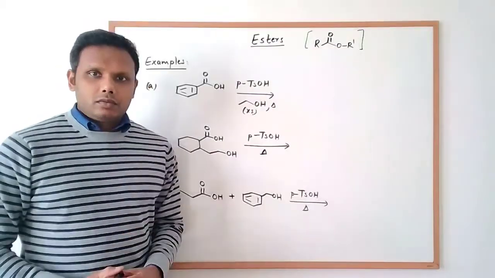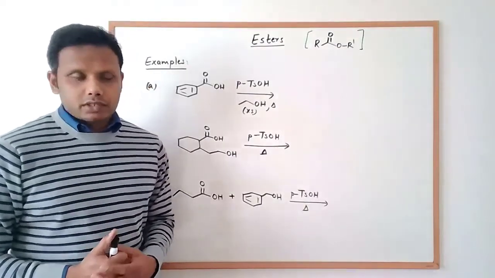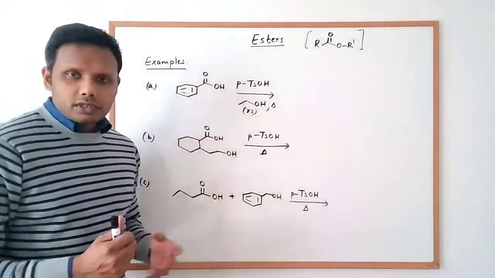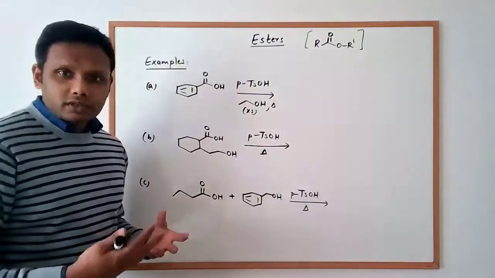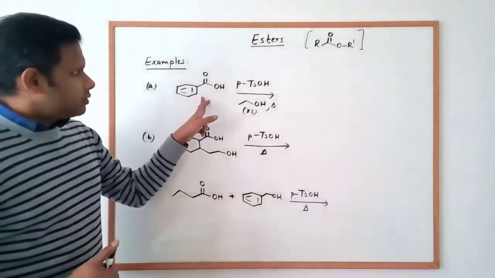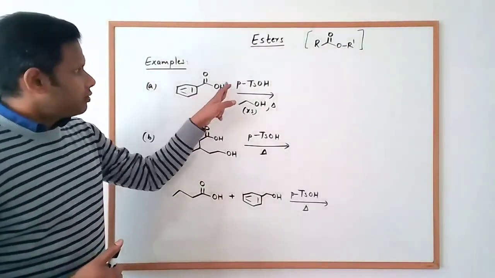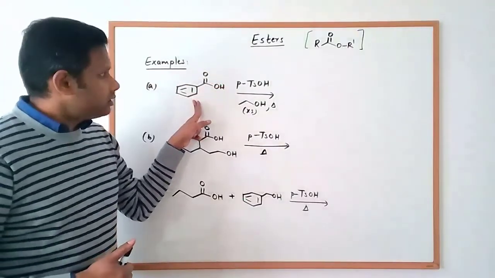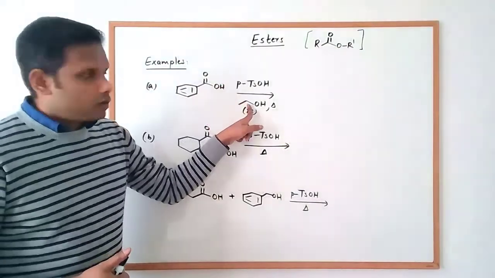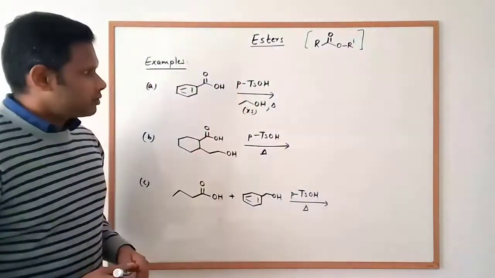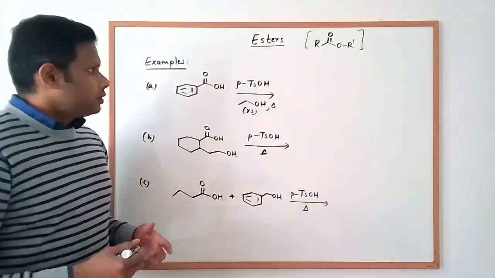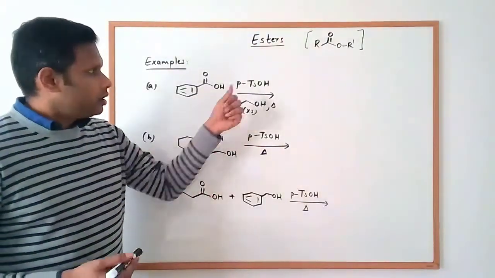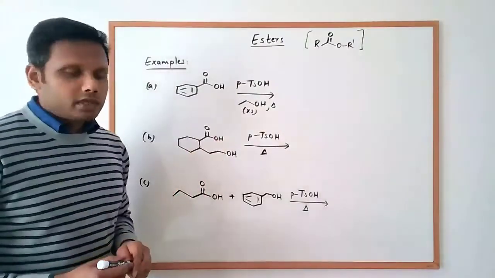Next, let's look at some examples of Fischer esterification reactions. I have a few examples here to represent various possibilities. In the first example, we are working with benzoic acid, a carboxylic acid based on benzene. You're reacting it with ethanol in the presence of para-toluenesulfonic acid, and you're heating it. Under these conditions, a carboxylic acid plus an alcohol in the presence of acid would give you an ester.